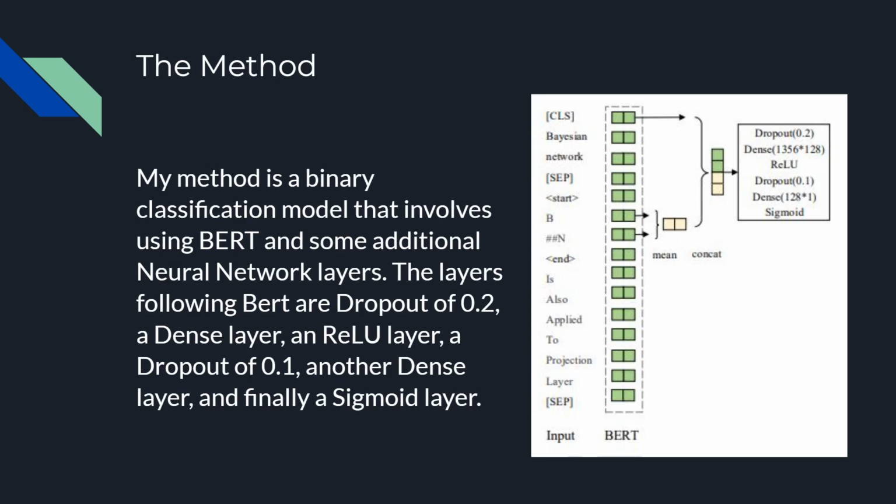We would take out the classification head and information, which is used for a lot of downstream tasks in NLP. And we would take the mean of the positional vectors of the start and end of the acronym. We would concatenate those together and then run it through a few more layers: dropout, another dense layer, ReLU, dropout, dense, and then finally sigmoid, so we can get our binary classification.